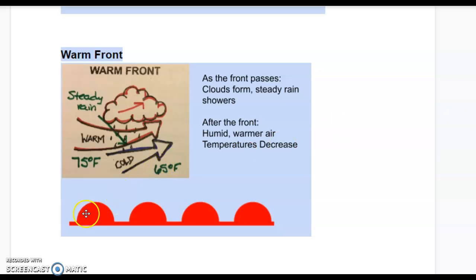Now, if we look at our symbols here, the teeth of this, I always think of them as being little suns, so using a sun to represent a warm front. Again, they're going to point in the direction of motion.